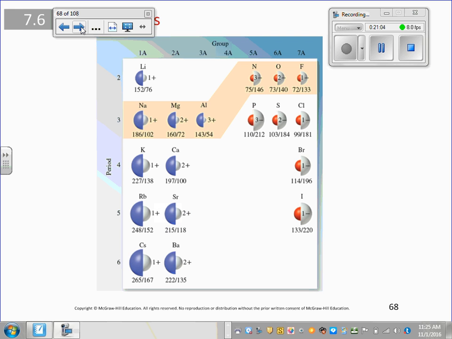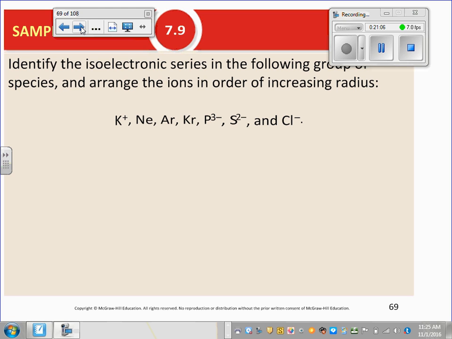Okay, let's look at this series here. This would be a typical problem. See what's isoelectronic with each other. So, let me write them down. K+, neon, argon, krypton, P3-, S2-, and Cl-.